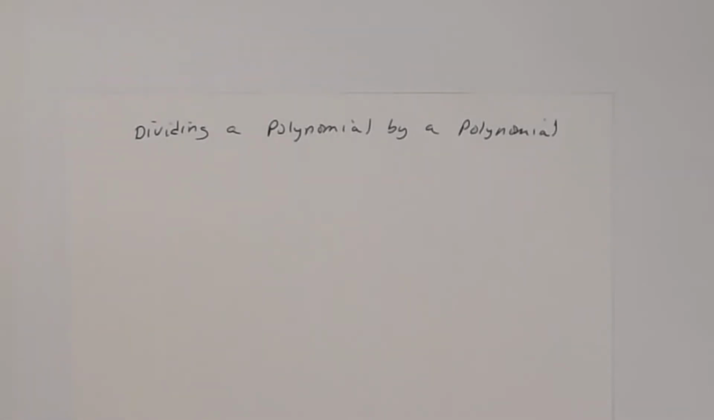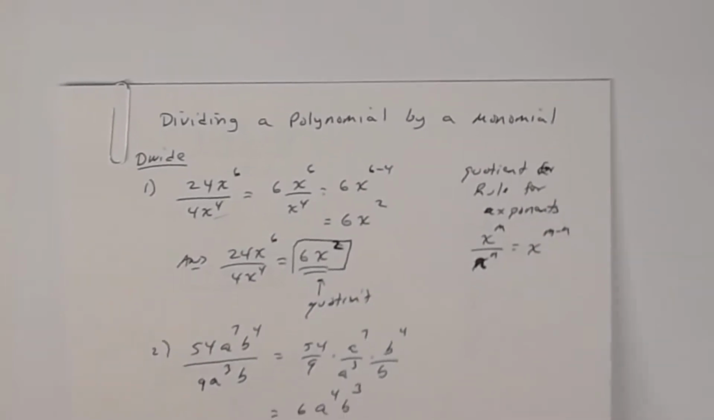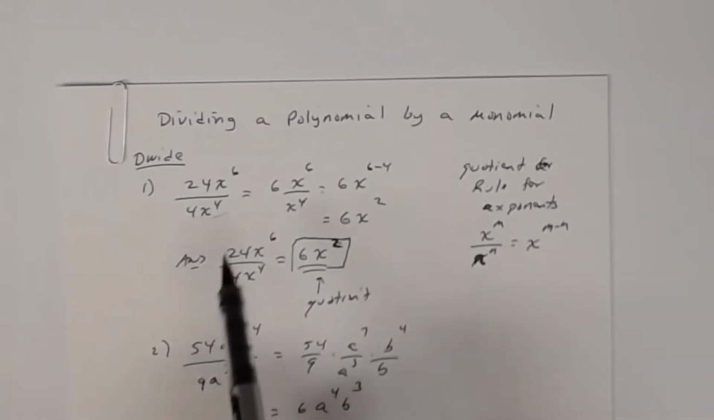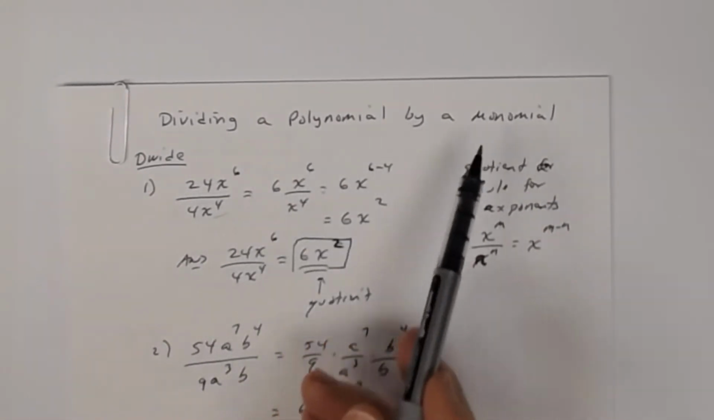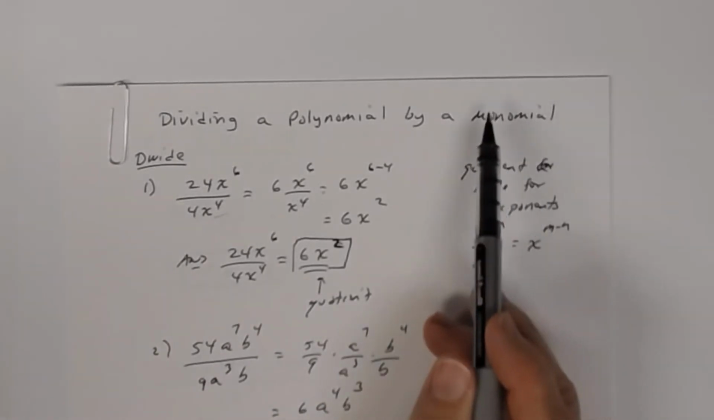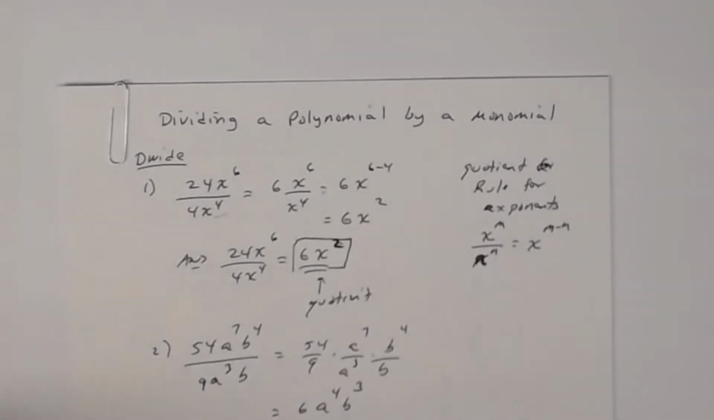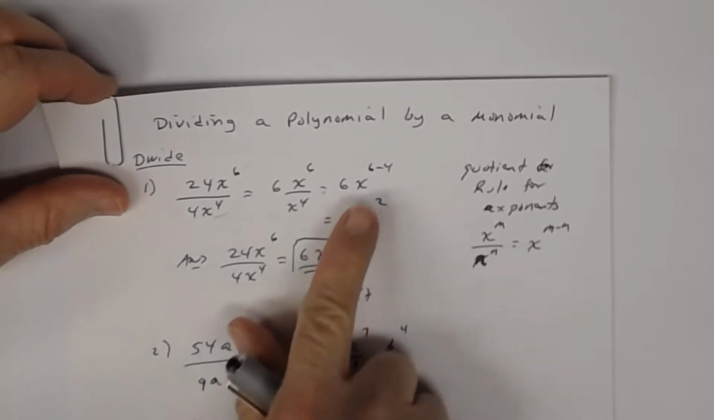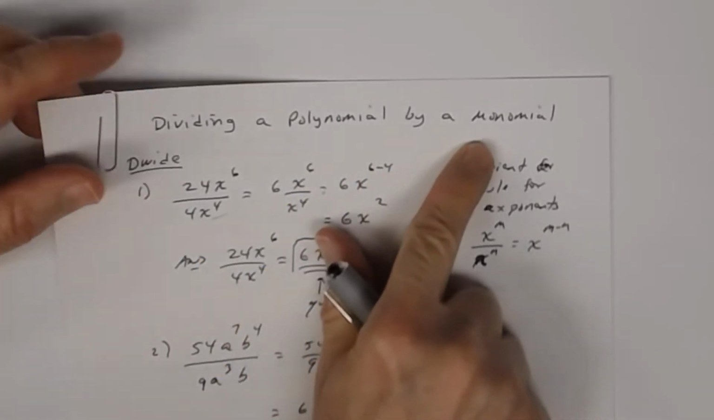Okay, so in this lesson, we're going to learn how to divide a polynomial by another polynomial. Now, just want to remind you in the previous lesson, where we talked about dividing a polynomial by a monomial. Remember, a monomial is still considered a polynomial. Now, when in the previous lesson we divided a polynomial by a monomial, remember what we did?